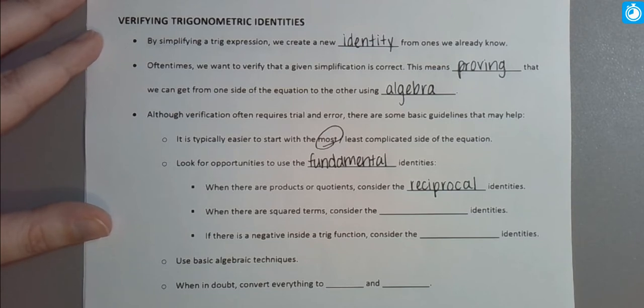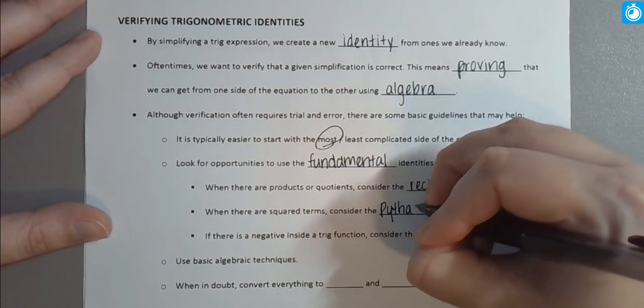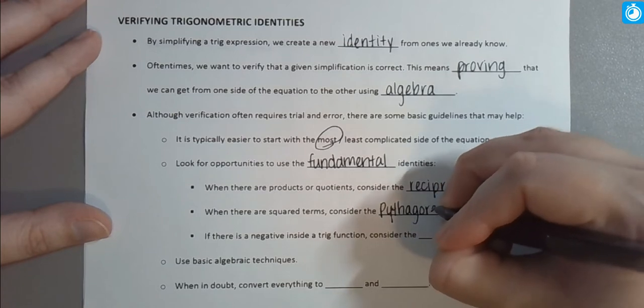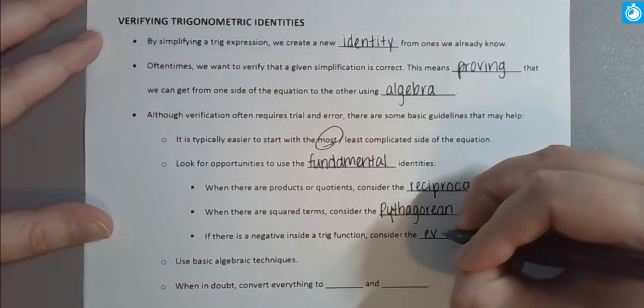Now, when there are squared terms, you might want to consider using the Pythagorean identities, since all three of the Pythagorean identities relate specifically to a trig function that's been squared. Now, if we have a trig function that has a negative argument, it has a negative inside of the function attached to the input, consider using the even and odd identities.